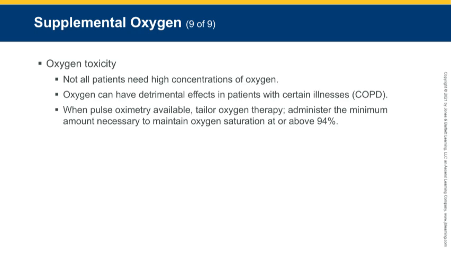Not all patients require high concentrations of oxygen. In some cases, excessive oxygen administration can lead to oxygen toxicity, which damages lung tissue over time. This is particularly concerning for patients with COPD, where high oxygen levels can suppress their hypoxic drive, reducing their respiratory effort. When pulse oximetry is available, oxygen therapy should be adjusted to maintain an SpO2 level of 94% or higher, while avoiding unnecessary overoxygenation.